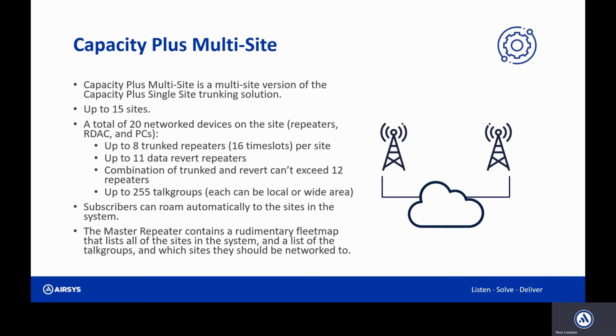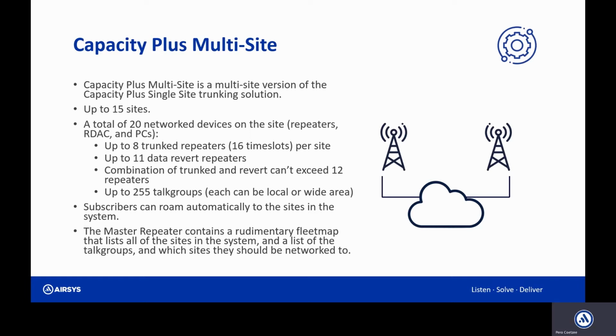You can have a total of 20 devices on one site, and that's up to 8 trunk repeaters or 16 voice time slots, and up to 11 data revert repeaters. But if you have a combination of the 2, you can't exceed 12 repeaters. You can also have up to 255 talk groups, and subscribers can roam automatically between the sites in the system, just like with IP Site Connect.